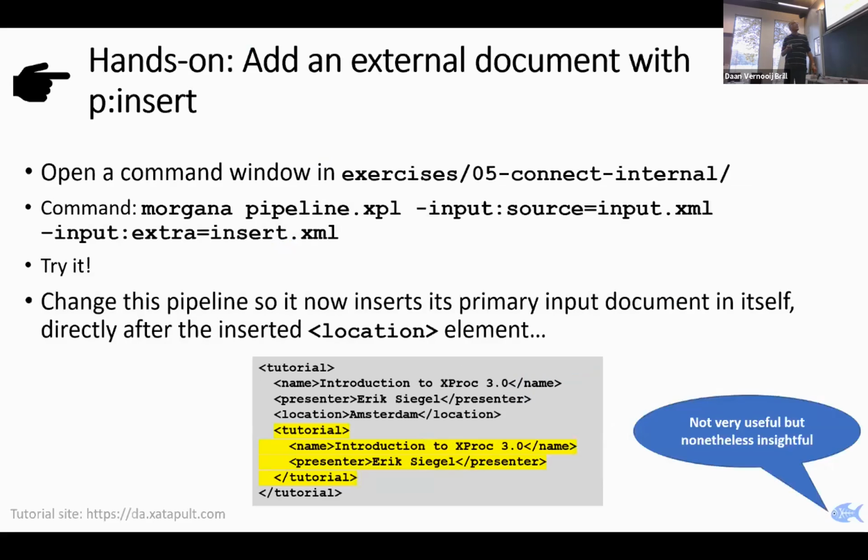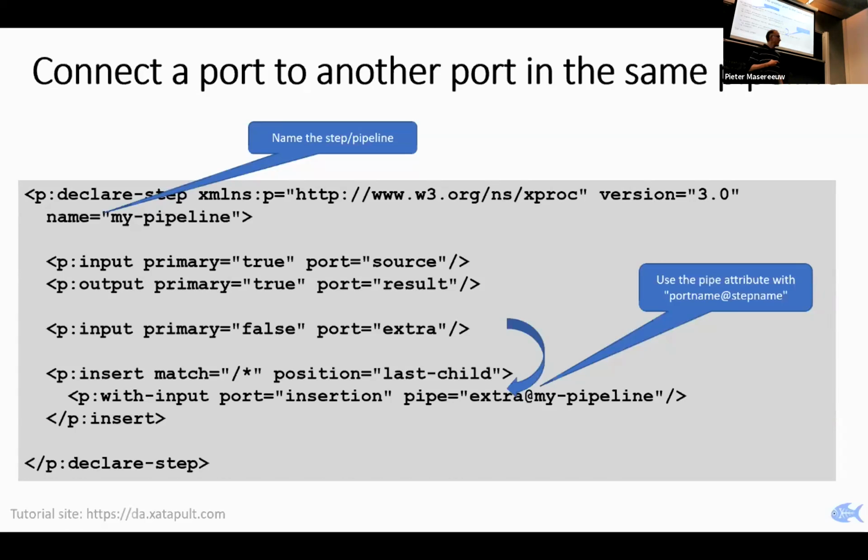So there's another question from Creative Amsterdam. He asks, is there a default value for the primary attribute? If you leave it out, what does it mean? There's only a default value if you only have one input and one output port. Then it's true. Otherwise, there's no default value. Right.